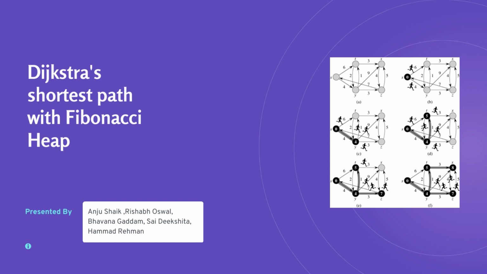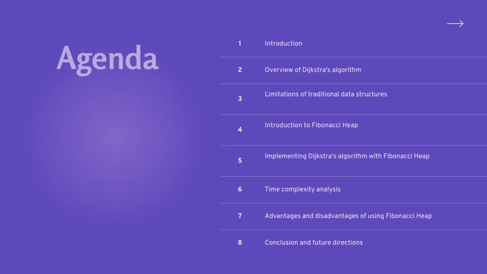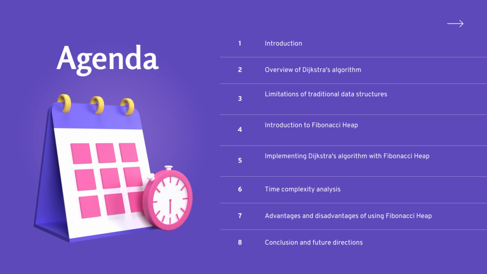So let's go into this presentation of what is included in the following slides. There is an introduction about why we are using this particular Fibonacci heap for implementing Dijkstra's algorithm, followed by an overview of Dijkstra's algorithm, the limitations of using the traditional data structures instead of the Fibonacci heap, and an introduction to the Fibonacci heap, like why we are preferring the Fibonacci heap over the traditional data structures, and implementation of Dijkstra's algorithm with the Fibonacci heap, where we see the code and what it includes, and also the time complexity analysis of this whole algorithm, advantages and disadvantages of using the Fibonacci heap for this particular algorithm, followed by conclusion and the future directions.